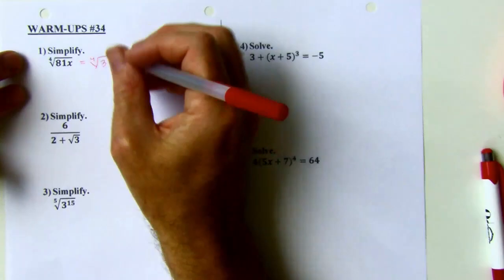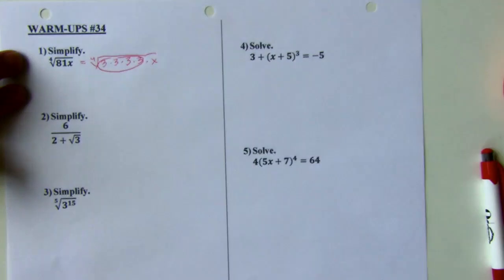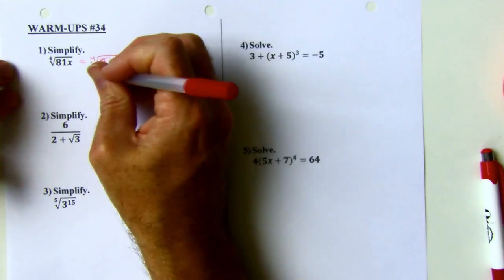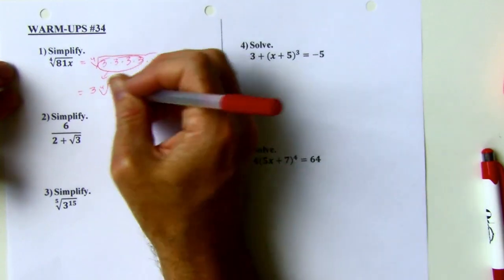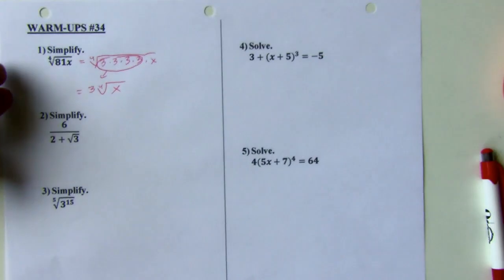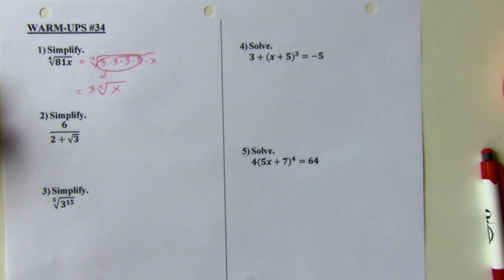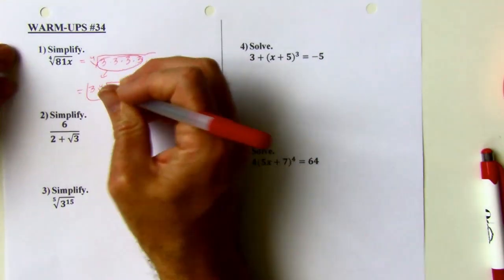And looking for quadruplets, I found some. There's a set, so one of those will get out, and the others won't. And then the x, since it isn't part of a quadruplet set, is going to stay on the inside, and this is in simple radical form.